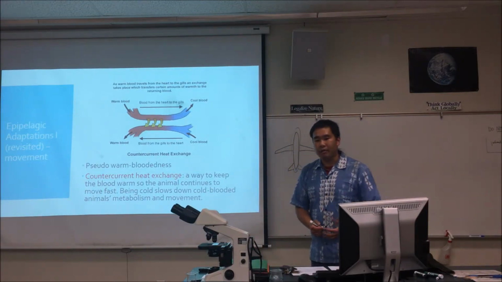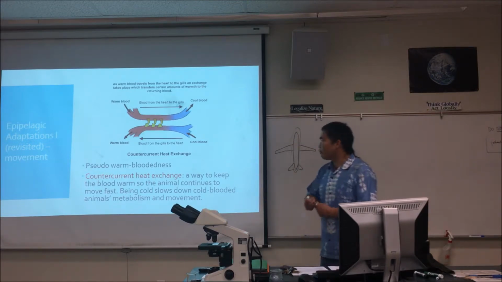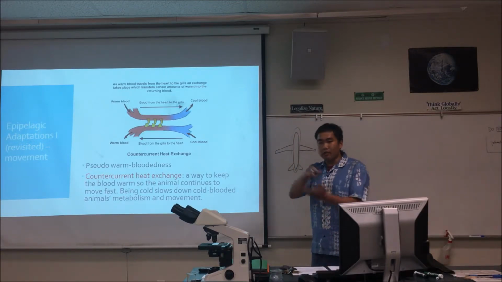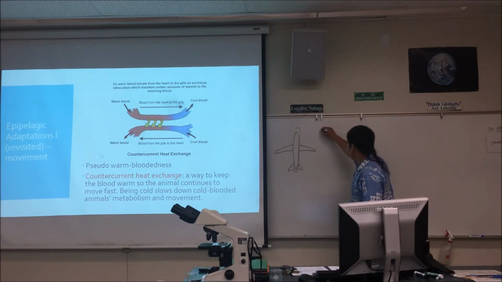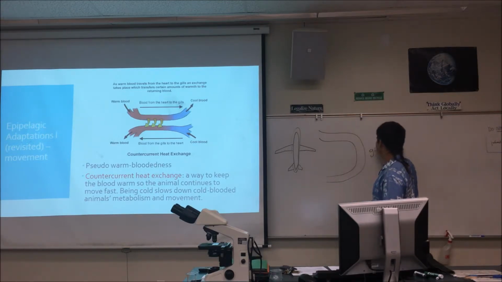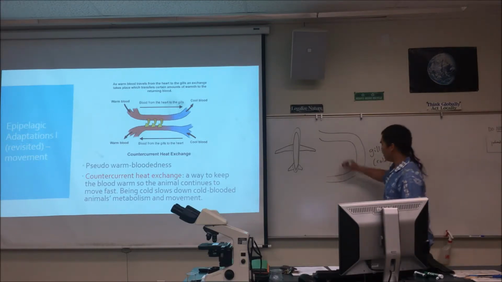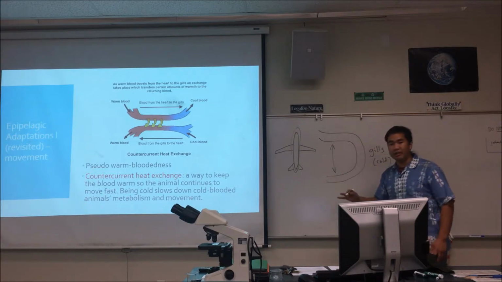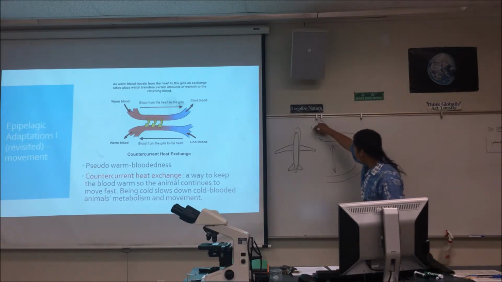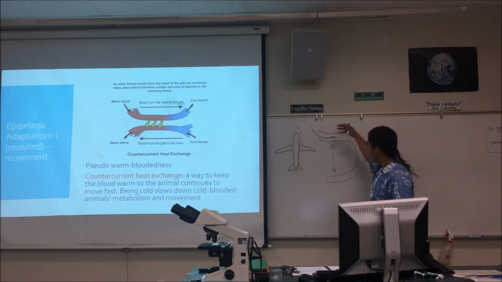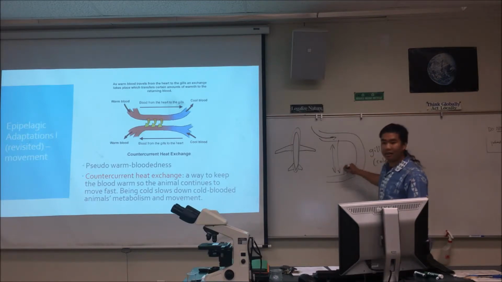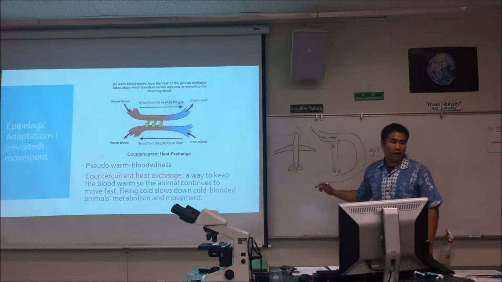So that might make sense when I say it, but it'll make more sense if I show you the alternative. The alternative is the blood vessels are not spaced closely together. Let me draw that real quick. Okay, so here's the gills. And it's cold. This is not spaced closely together. So the warm blood going out, can it pass the warmth over to this side? It's too far. It cannot.